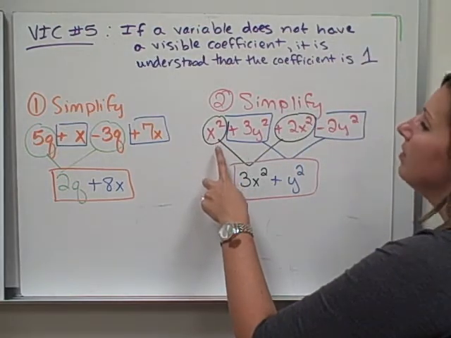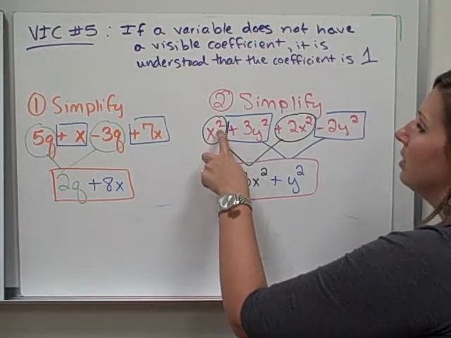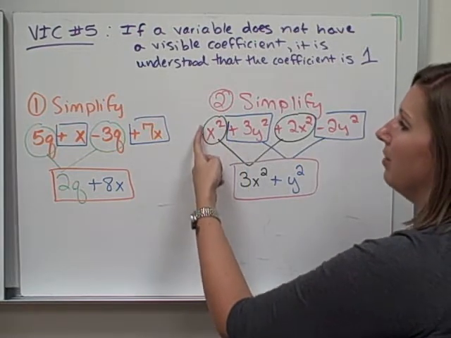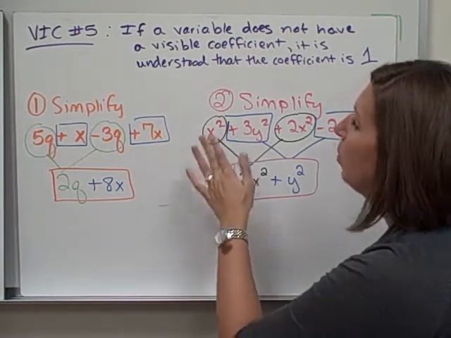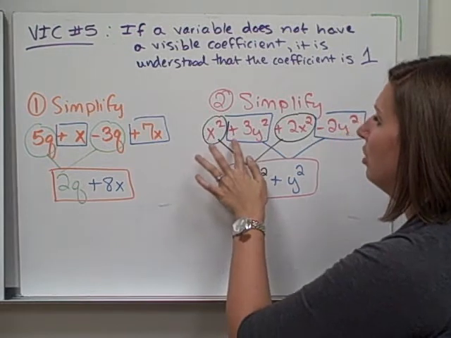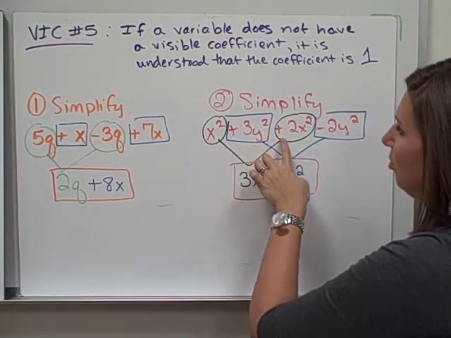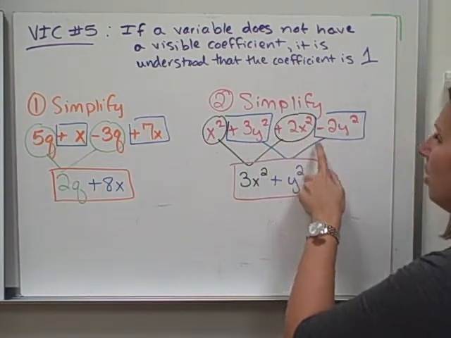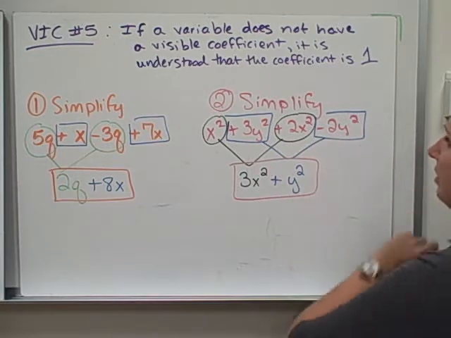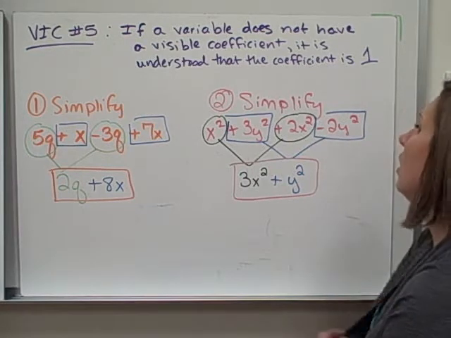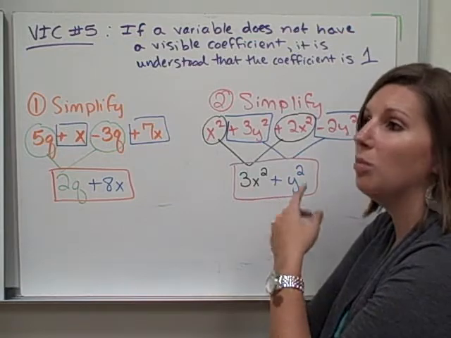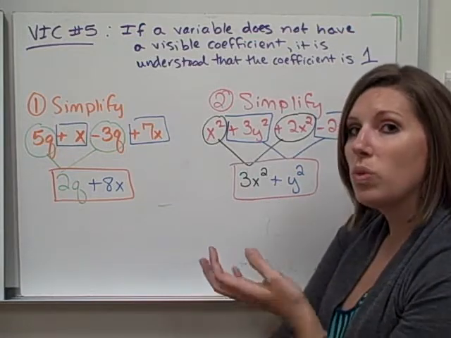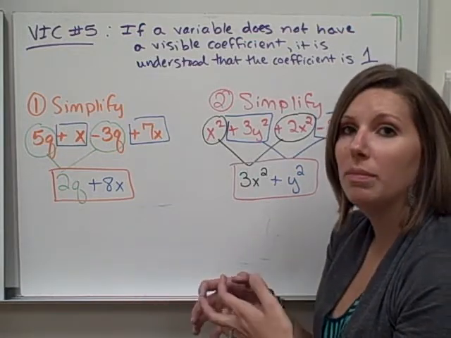And then, finally, I've got x squared. There's not a coefficient in front of this, so it's understood that there's 1x squared there. Plus 3y squared plus 2x squared minus 2y squared. Well, I've got some x squareds and some y squareds. So what comes first in the alphabet?